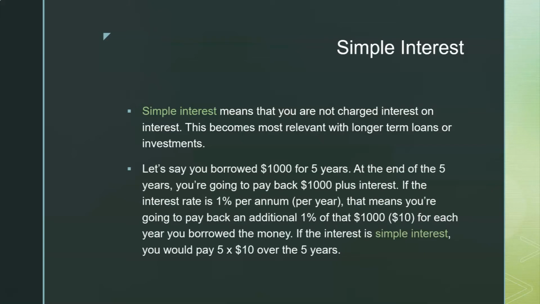Let's say you borrow $1,000 for 5 years. At the end of the 5 years, you're going to pay back $1,000 plus interest. If the interest rate is 1% per annum, in other words, per year, that means you're going to pay back an additional 1% of that $1,000, which is $10, for each year you borrowed the money. If the interest is simple interest, you'd pay 5 times $10 over the 5 years.